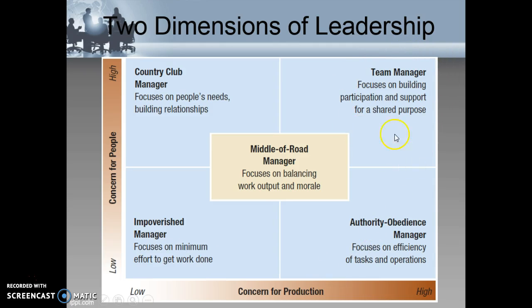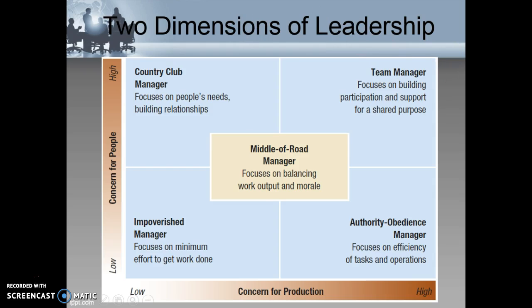A lot of managers will strive to become both high in production and in people, right? They're concerned for both of those kinds of things. This is considered to be a team manager or a democratic style, right? You're committed to the task and the people, trying to get things done while you're collaborating, working together, encouraging skill development, and so on, okay?